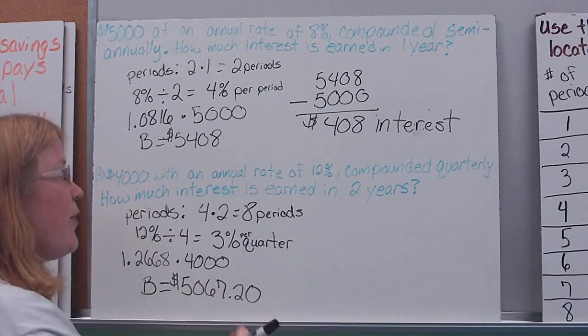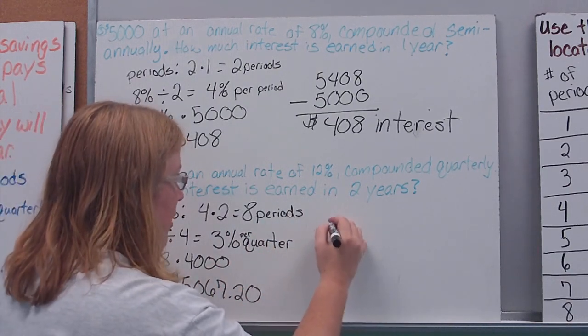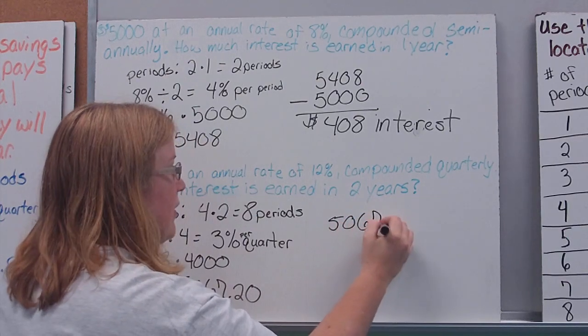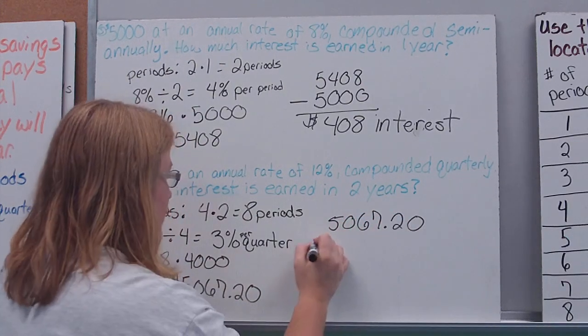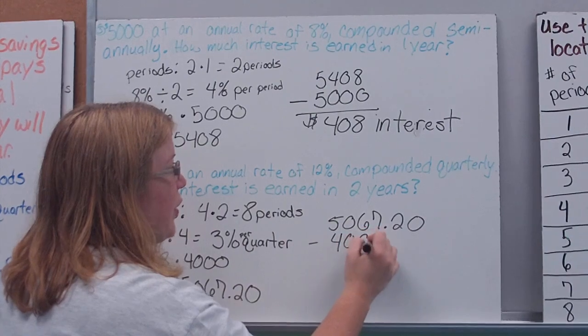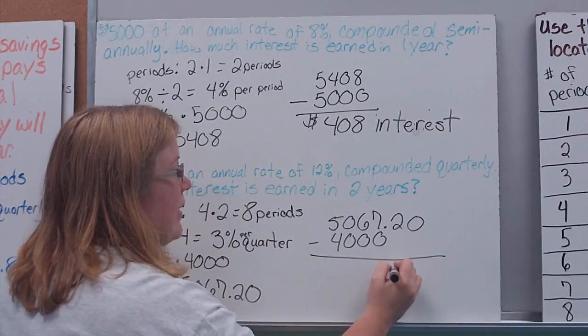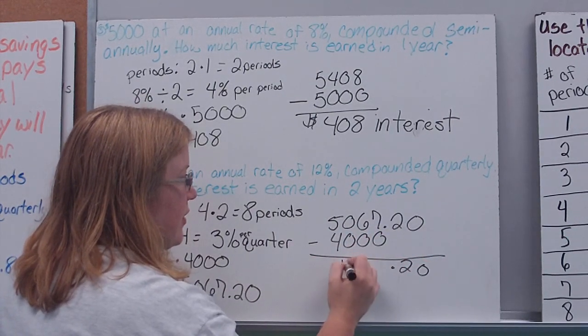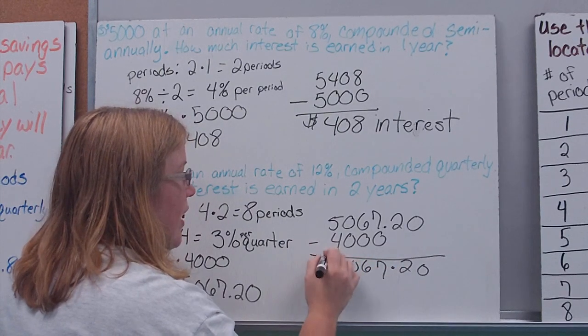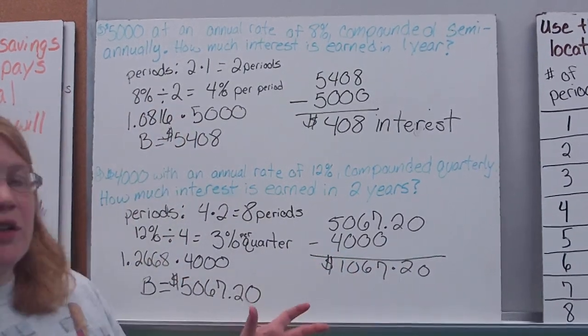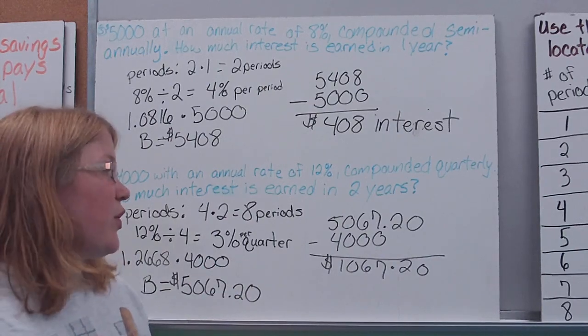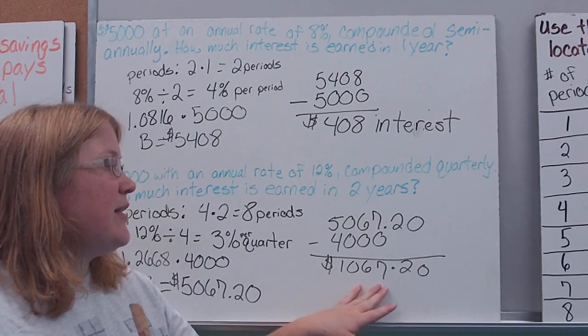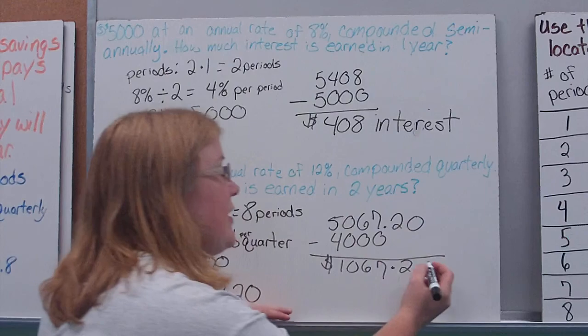However, this wants to know how much of that was interest, so let's take our balance, subtract out our principal, and again, you're not going to see me do the math, I'm just going to write the answer here. And I find that the answer for how much interest was earned is $1,067.20 in interest.